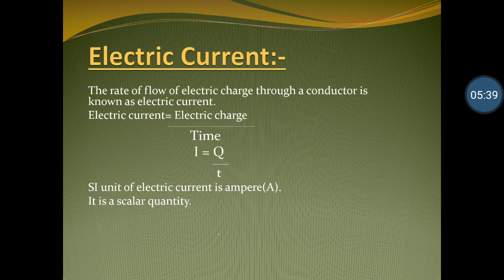Electric current. The rate of flow of electric charge through a conductor is known as electric current. The formula of electric current is electric charge by time, that is I is equal to Q by t, and the SI unit of electric current is ampere, and it is a scalar quantity.